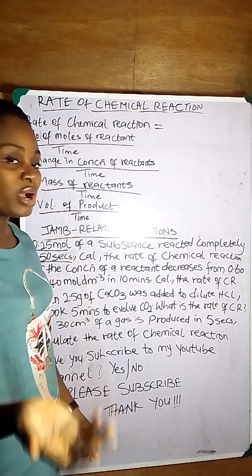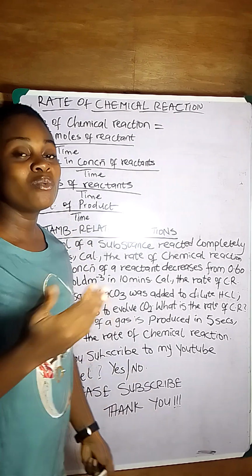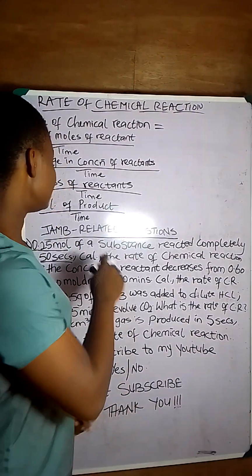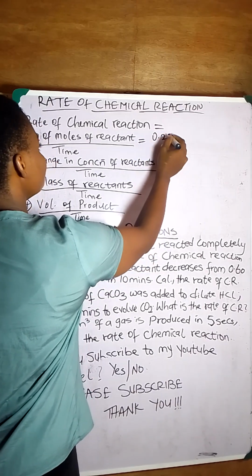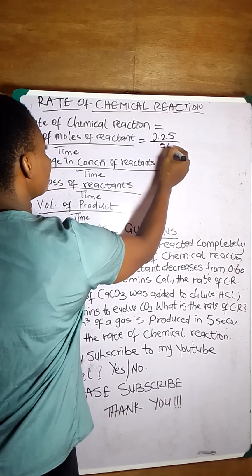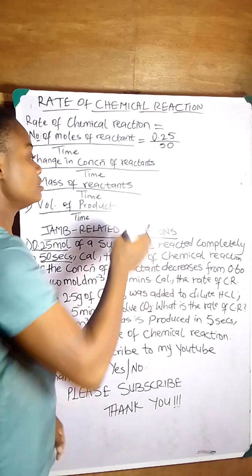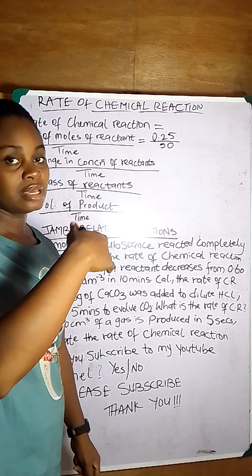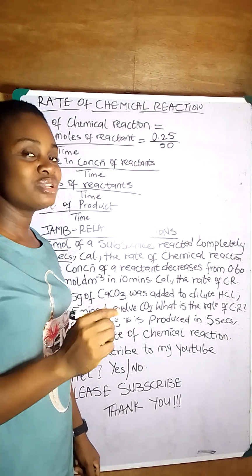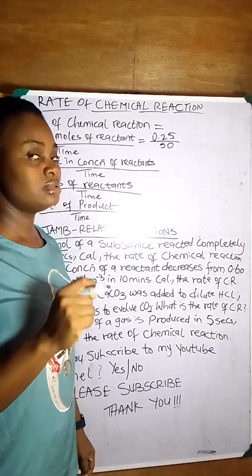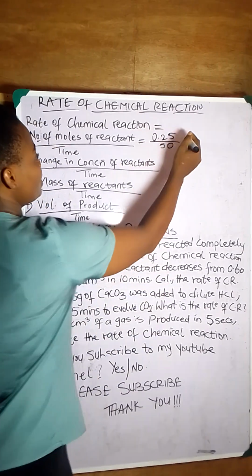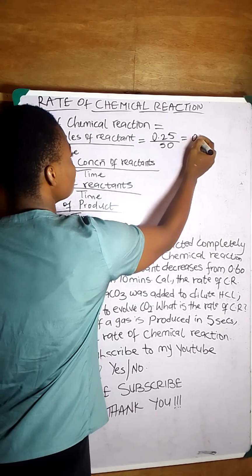So what is the number of mole? 0.25. And what is the time? 50 seconds. So here we have 0.25 over 50. Okay, I want to manage the space here. Remember, while solving out this thing, make sure that you write down the variables before you start doing what? Substituting. Please do not forget. By the time you press your calculator, you'll be having 0.005.